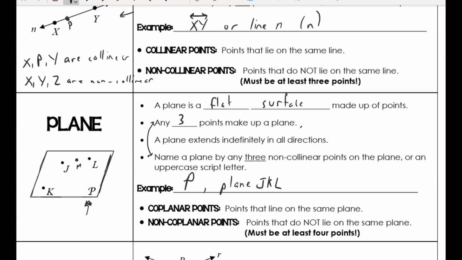All uppercase. Remember, those are uppercase letters, but not, see, non-collinear, right? So not plane JML, because at least they look like they're collinear. So I'm going to say, not to do that. Don't do this.